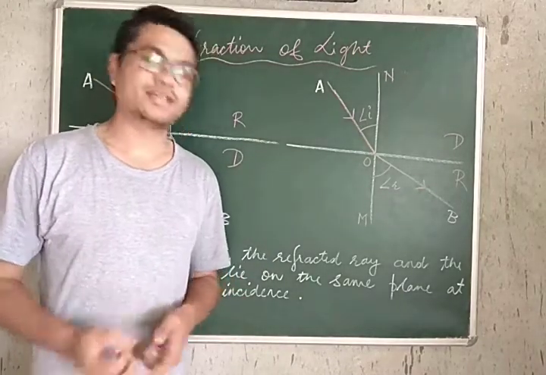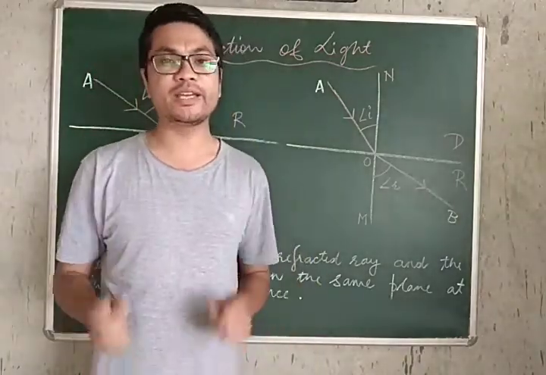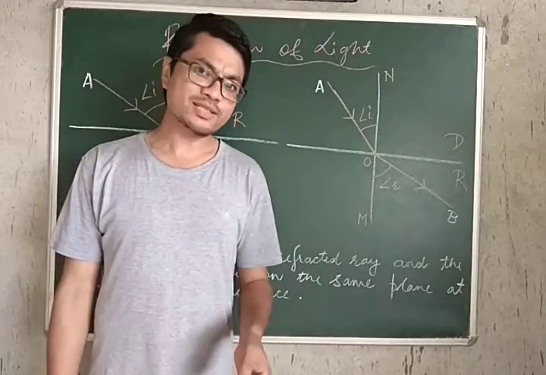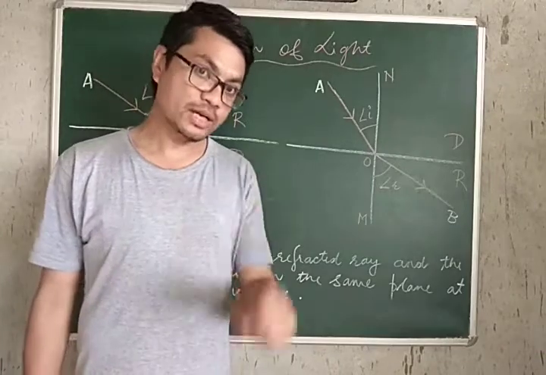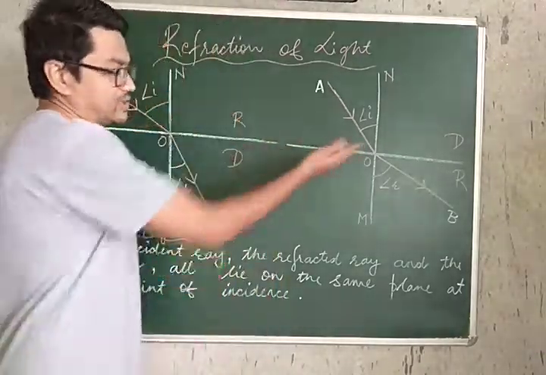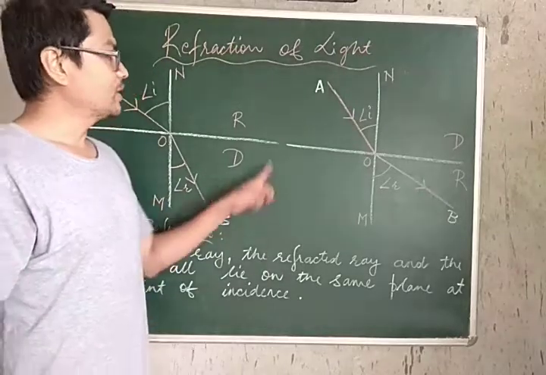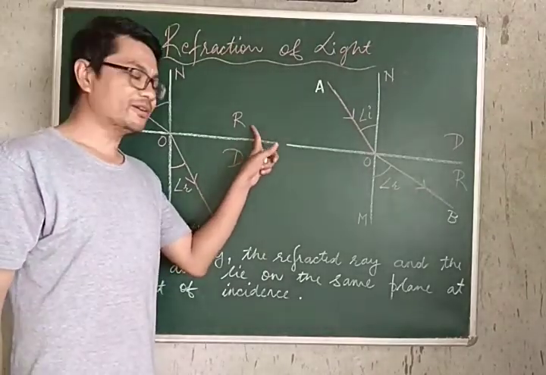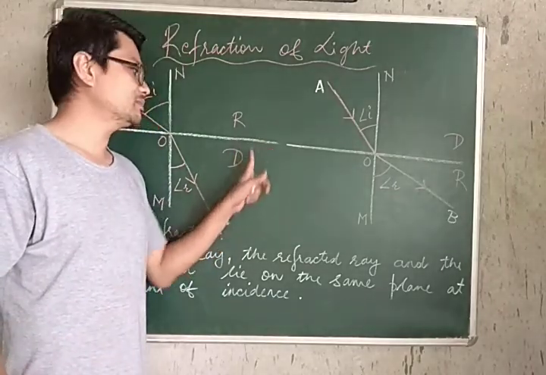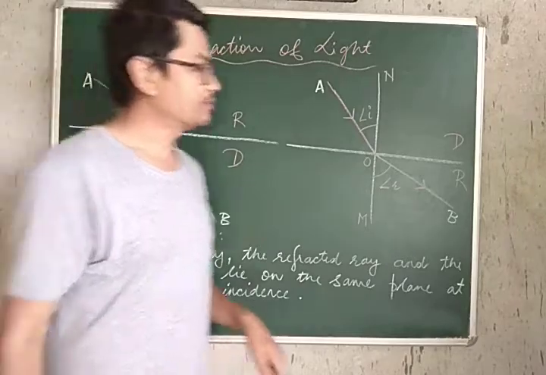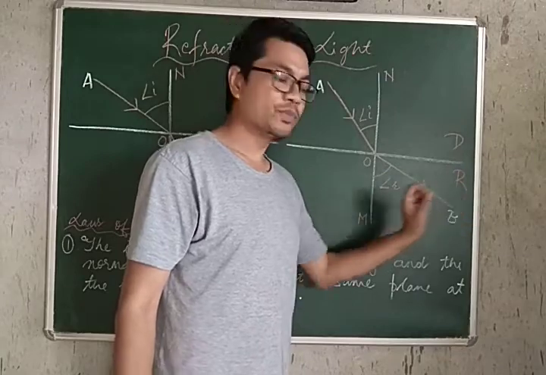Hello class 8. In the last video we did the introduction of light and we looked at something called refraction of light. We looked at the two cases. The two cases are whenever a ray of light comes from a rarer medium to a denser medium, where R denotes the rarer medium and D denotes the denser medium, and the second case, of course, is the ray of light coming from a denser medium to a rarer medium.